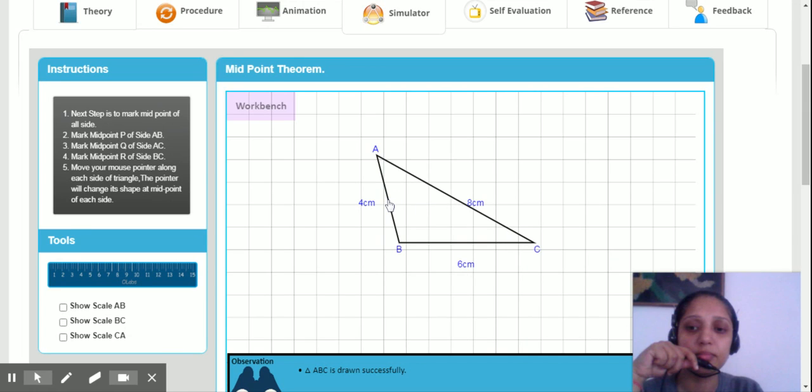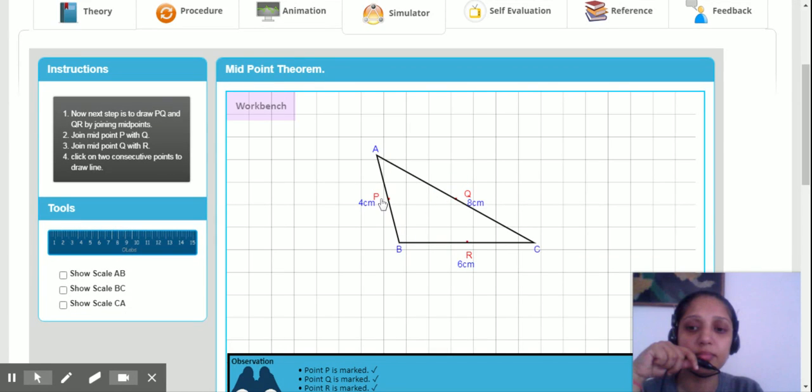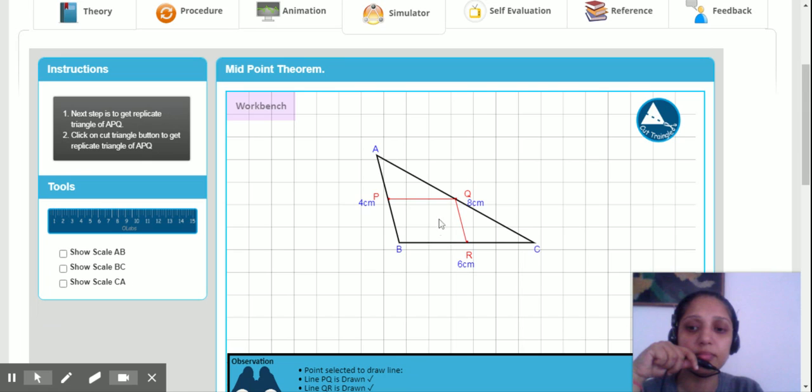The next thing we need to do is find the midpoints of these sides. As you can see, I've got point P, which is the midpoint of AB, point Q, which is the midpoint of side AC, and point R, which is the midpoint of side BC. We will join these points and draw a line segment here. Now you can very clearly see I have joined them. So as per our theorem, we need to prove that PQ is parallel to BC and PQ is half of BC.